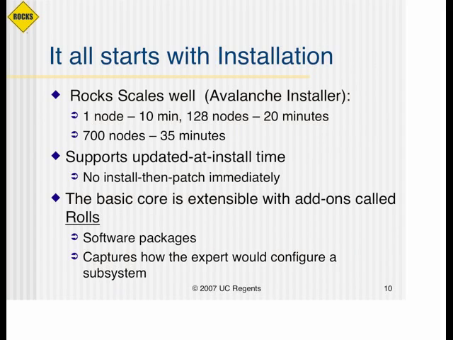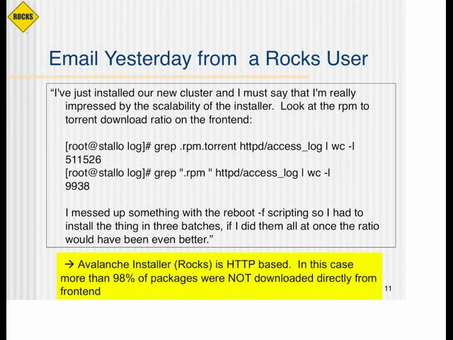So roles include packages, and they include something called subgraphs, which tell you how your role actually integrates into the cluster. We got an email yesterday from a ROCKS user, a friend of ours, Roy Dragseth in Norway, and they had 700 nodes arrive in their machine room last week, and they wanted to get things going. He says he just installed his new cluster, and he was really impressed with the scalability of the installer. We do some things to help the installer do more efficient package loading. It's called the Avalanche installer in ROCKS, and the numbers he's putting here are the total number of package requests, so 510,000 plus package requests to install his 700 nodes.